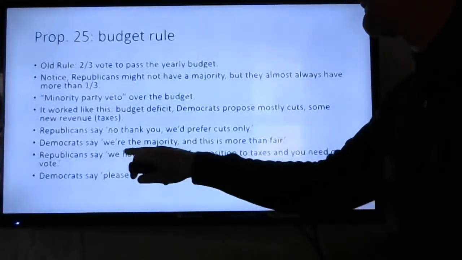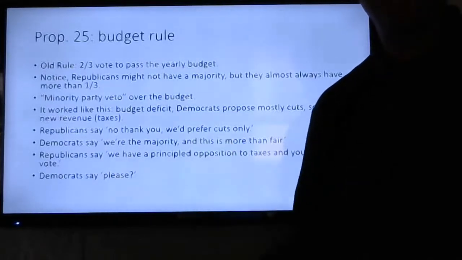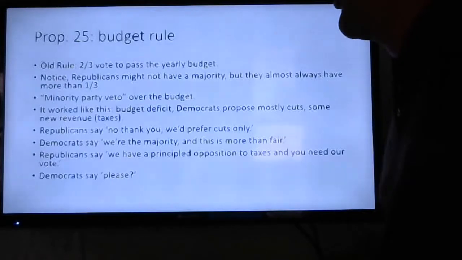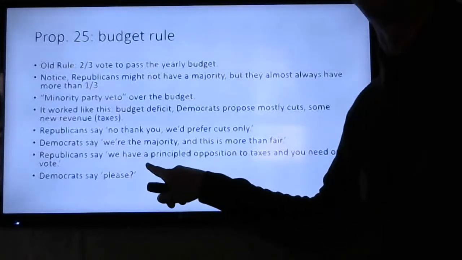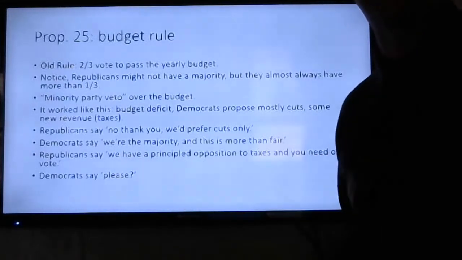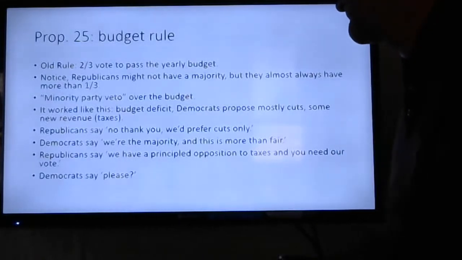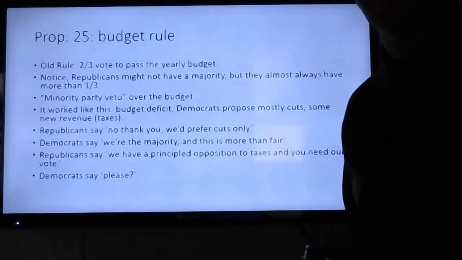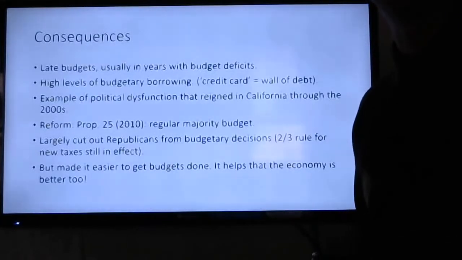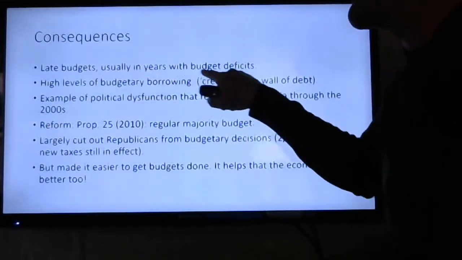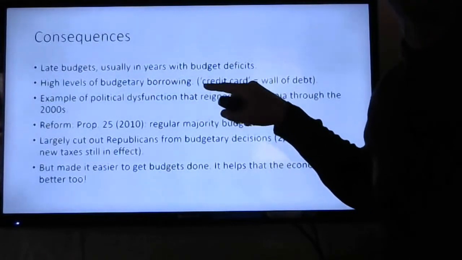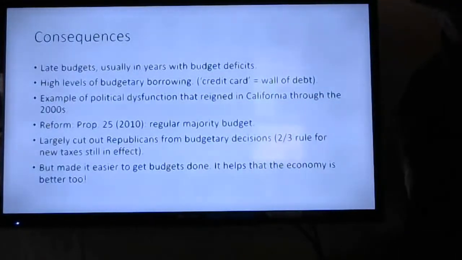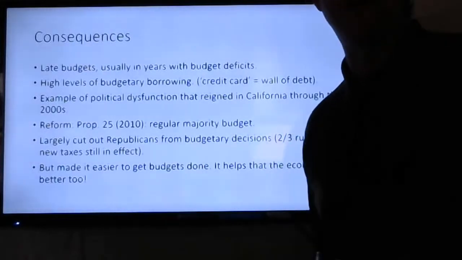Democrats say, well, look, we're the majority, and this is more than fair. We gave you 80% cuts, 20% revenue, and you're rejecting it. And Republicans say, you're right, we're rejecting it. We have a principled opposition to taxes, and you need our votes. So what do Democrats say? Please? Right? And you're at loggerheads here. One of the consequences of this was late budgets, especially in years with budget deficits. If you have extra money, it's not so much of a problem. But if you have to cut or raise taxes, it's a big, big problem.